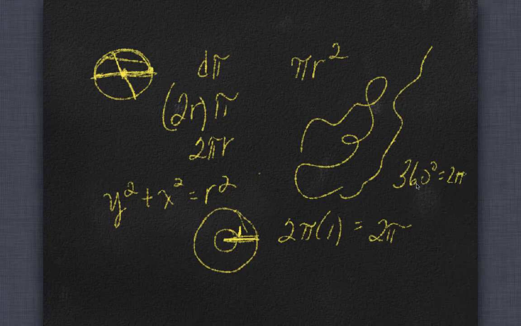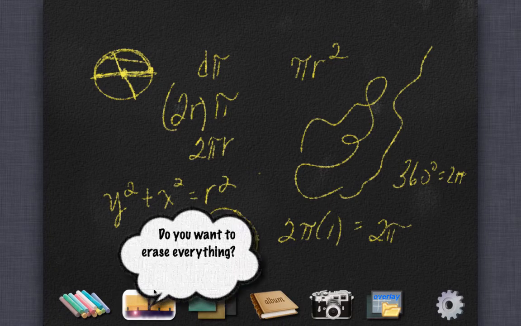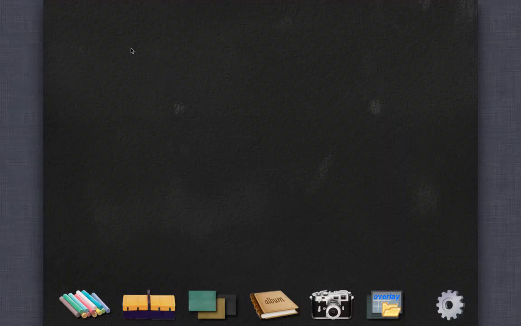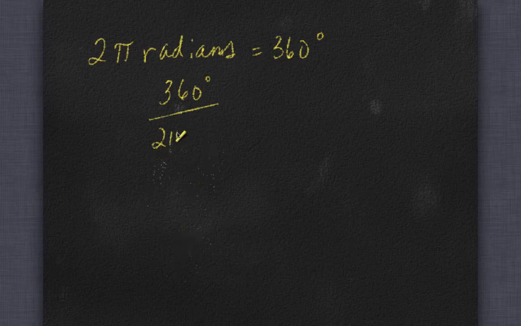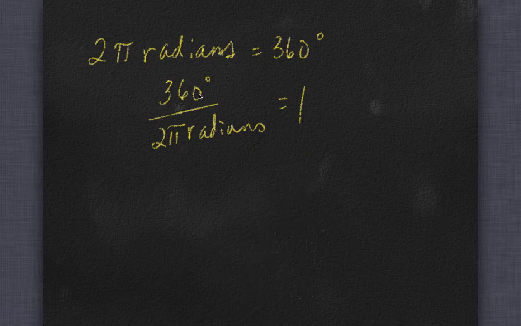If you want to convert, then let me erase. 2 pi radians equals 360 degrees, which means 360 degrees over 2 pi radians is 1, and also 2 pi radians over 360 degrees is 1.